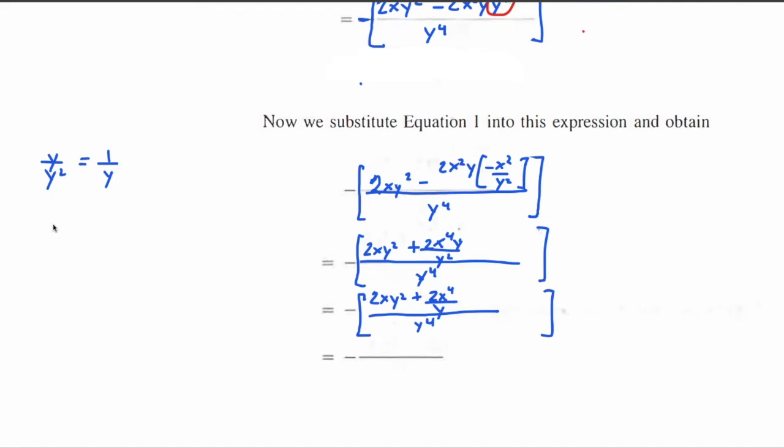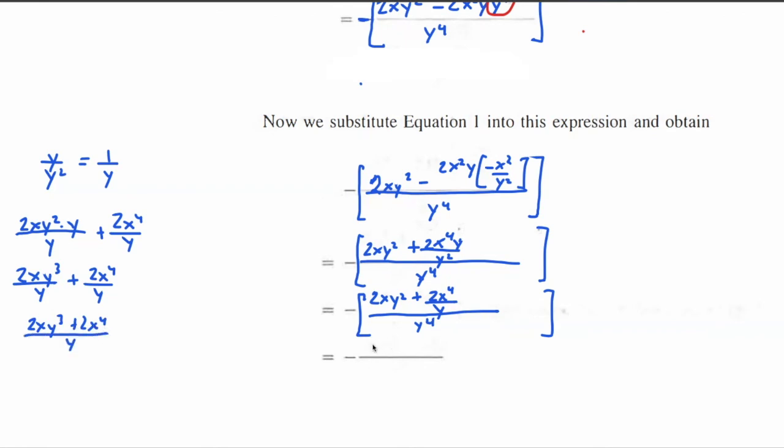Let's do that over here on the side. So we have 2xy squared. Let's get a common denominator of y. So what we're going to do is multiply by y and also divide by y. A clever multiplication by 1 here. So then we have plus 2x to the 4 over y, but now these have the common denominator of y. So we can actually combine this. So y squared times y is going to be 2xy cubed over y plus 2x to the 4 over y. And this can be combined now into 2xy cubed plus 2x to the 4 all over that same y.